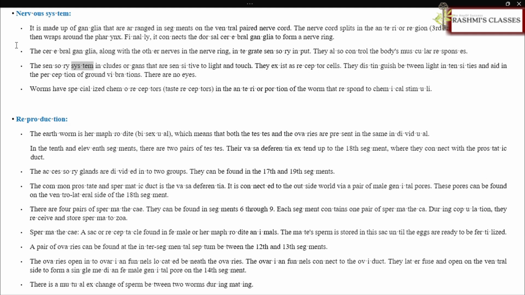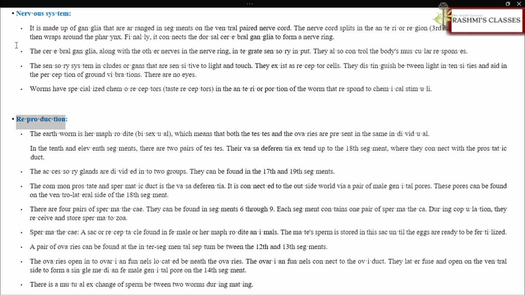The sensory system includes organs that are sensitive to light and touch. They exist as receptor cells. They distinguish between light intensities and aid in the perception of ground vibrations. There are no eyes. Worms have specialized chemoreceptors, taste receptors, in the anterior portion of the worm that respond to chemical stimuli.